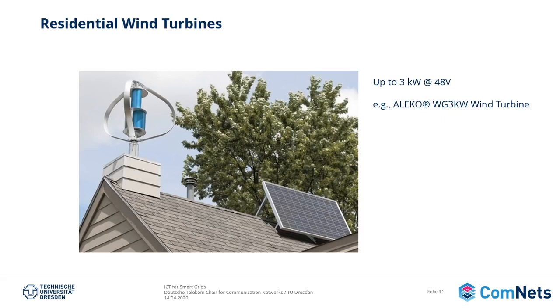The next player that is being introduced into the ecosystem is the residential wind turbines. So this is a similar idea to having a solar panel deployed at the roof of your home. You deploy a wind turbine, and they're actually pretty useful. They can generate up to 3 kilowatt at 48 volts, and they can be used to charge batteries or operate traffic lights, for example. However, they are not as common as having solar panels.